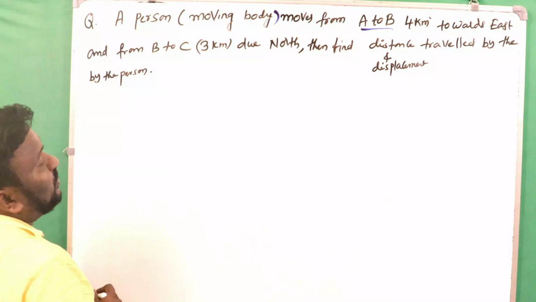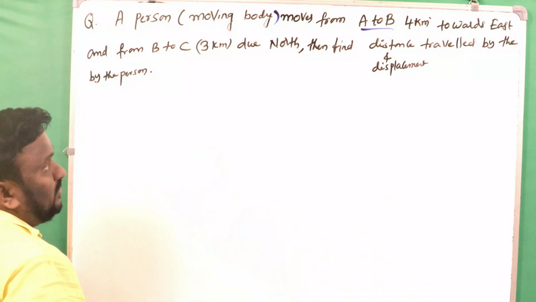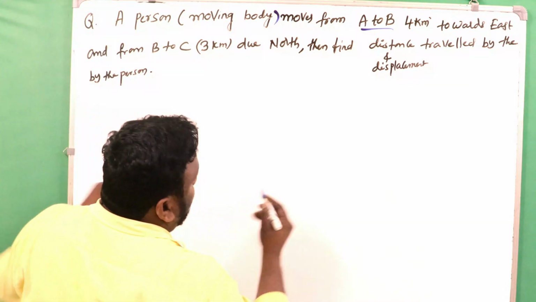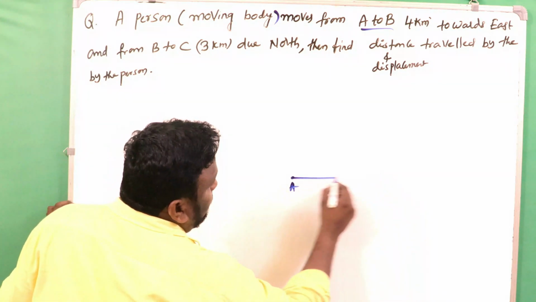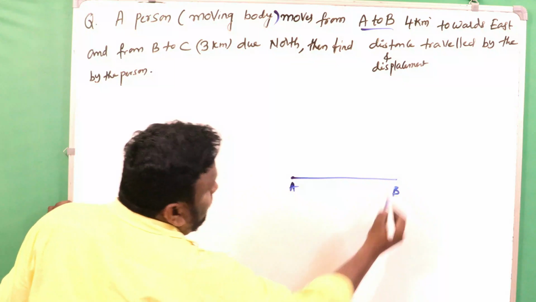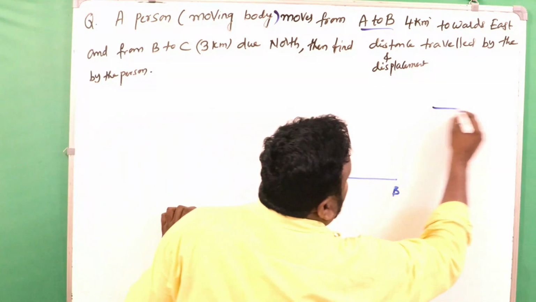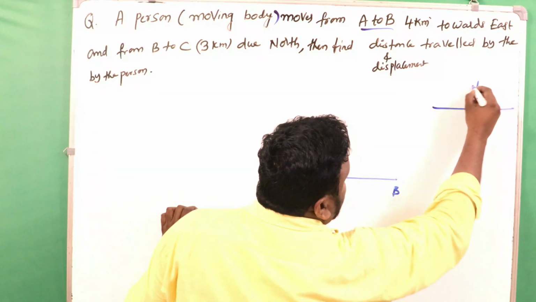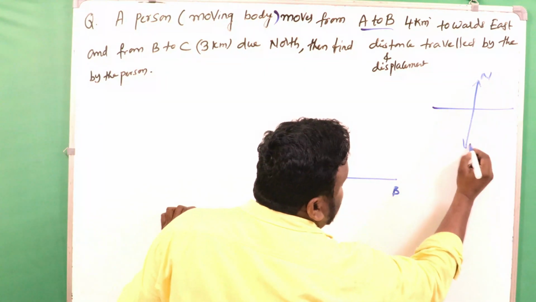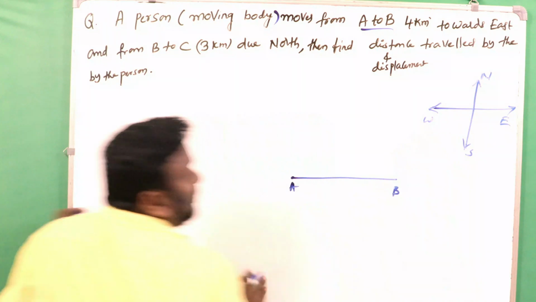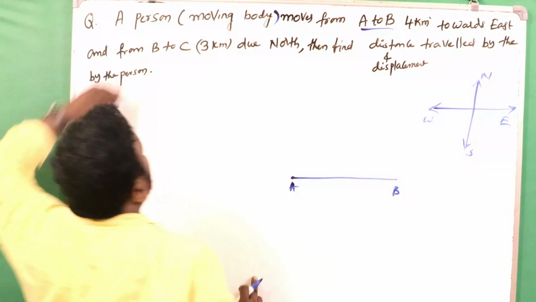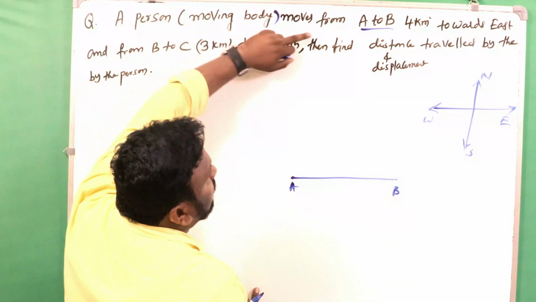A person is moving from A to B. For example, I am saying now this is A and it is B. Clear? So what is given, we have to draw some directions. So this is the north, south, east and west. Clear? So a person or body is moving from A to B.